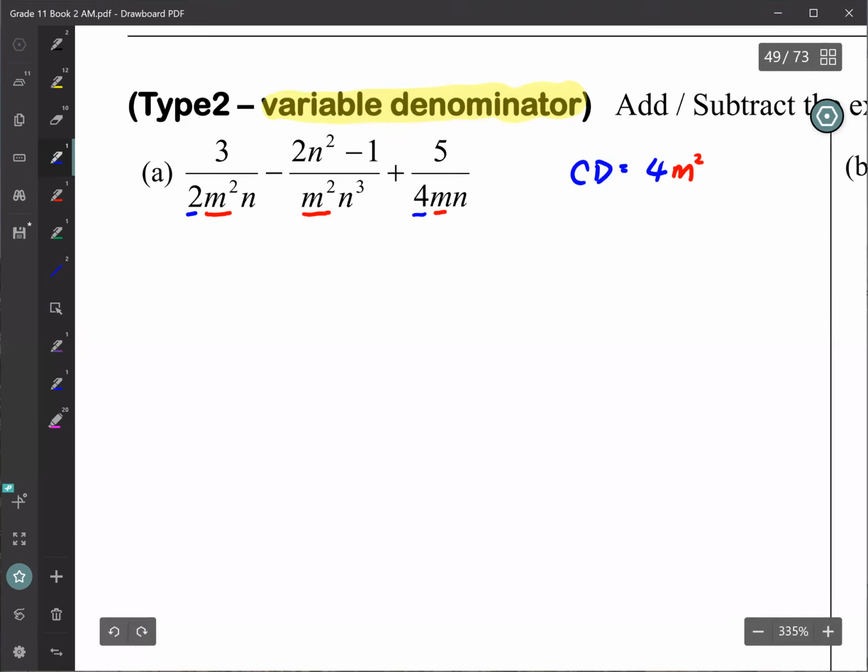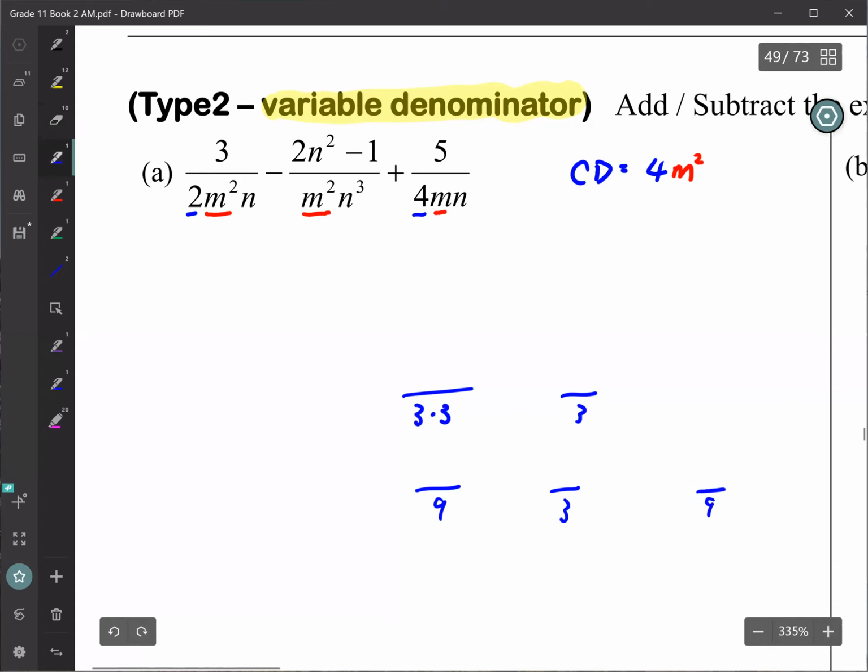Think about this, okay? M squared is made up of m times m. Just like you have 3 times 3 as one denominator, and then the other one is 3, just like m, and the other one is m. So if you have 3 times 3, which is 9, and the other one is 3, common denominator, you won't use 3, right? That would be too small. So we'll use the one that's bigger. So the common denominator will be the 9.